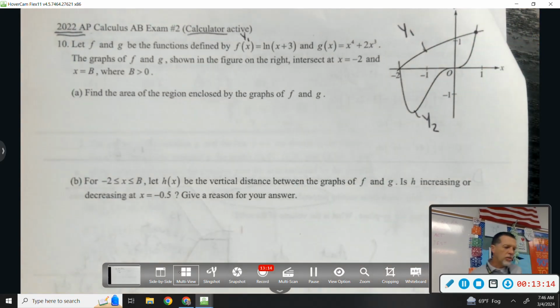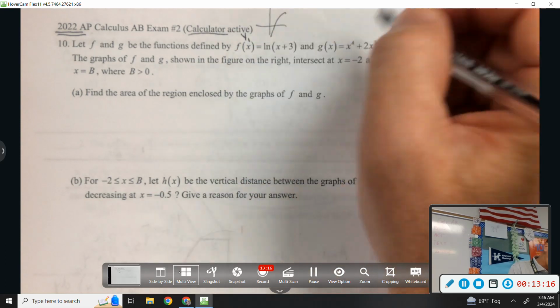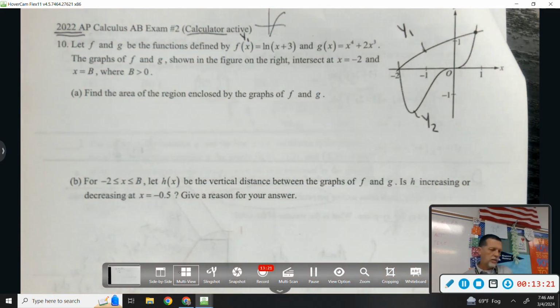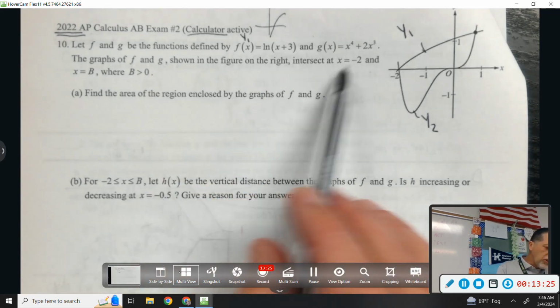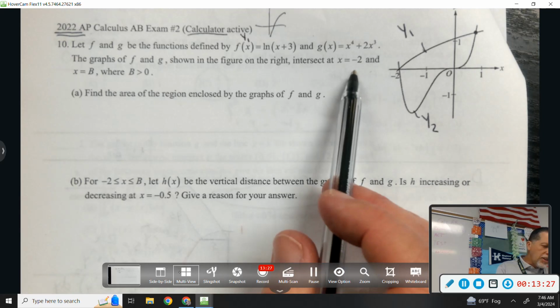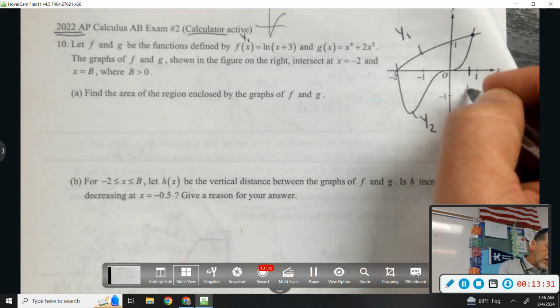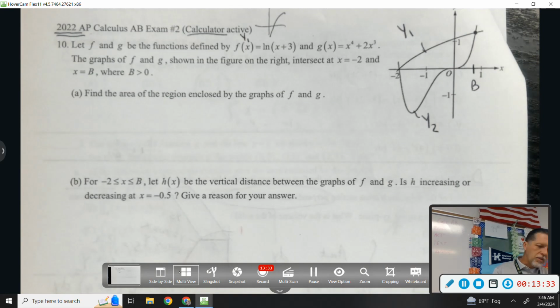I know what natural log looks like. I know what x to the fourth looks like, so I can pick out who's who there when we're thinking top minus bottom. The graphs of f and g are shown in the figure on the right, and they intersect at -2 and at b, where b is greater than 0. Okay, find the area enclosed by the graph of f and g.